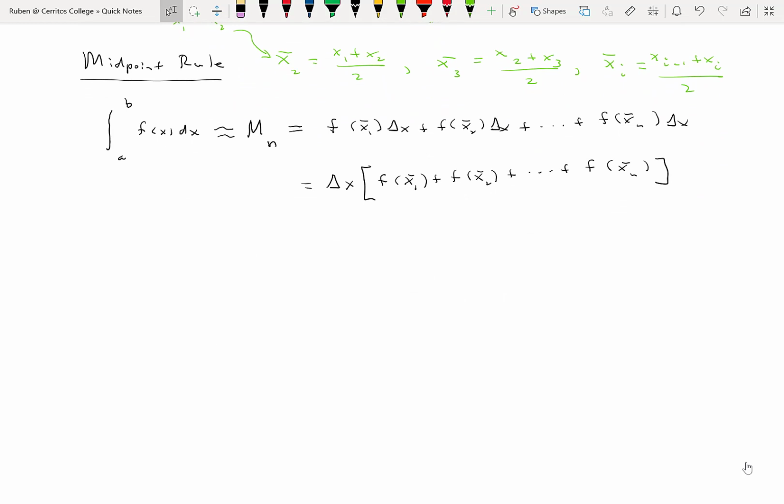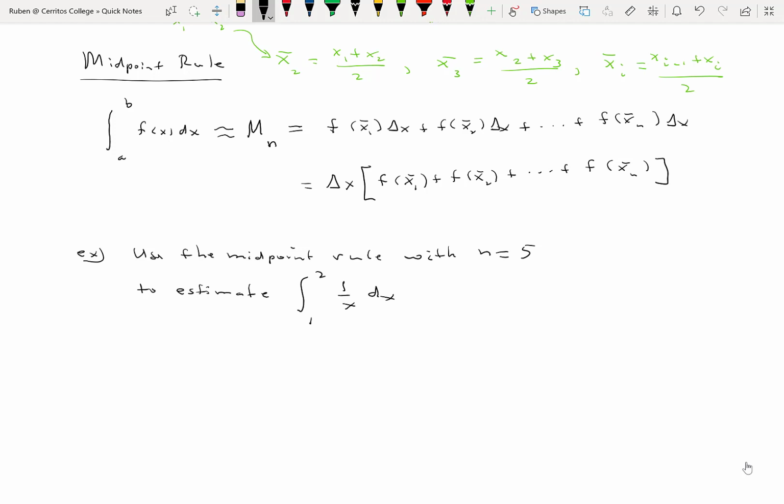So let's take a look at the integral we're going to follow through the whole section. Example: use the midpoint rule with n equals 5, the same n as in the right-hand approximation, to estimate or approximate, same difference, the integral from 1 to 2 of 1 over x dx.